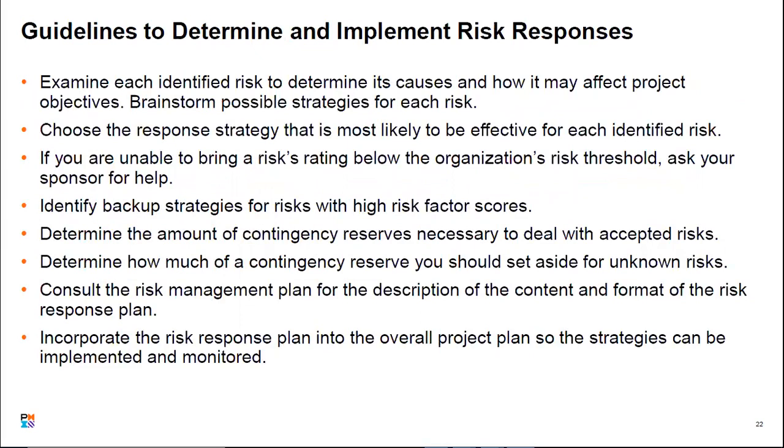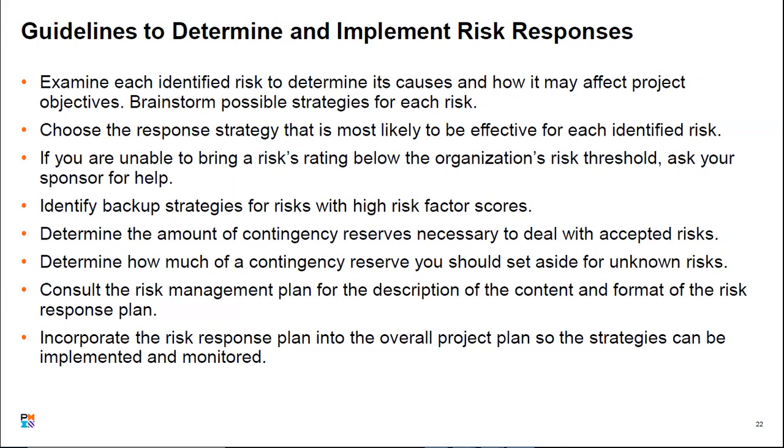What are the guidelines to determine and implement risk responses? One, examine each identified risk to determine its cause and how it may affect project objectives. That means brainstorming possible strategies for each risk. Two, choose the response strategy that is most likely to be effective for each identified risk. Three, if you're unable to bring a risk rating below the organization's risk threshold, ask your sponsors for help. Do not be shy to get help from upper management.